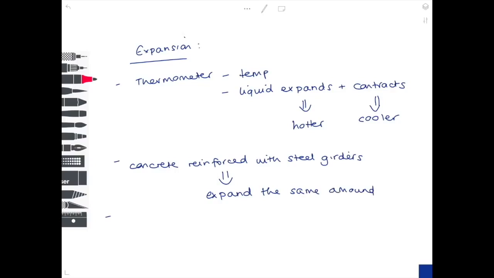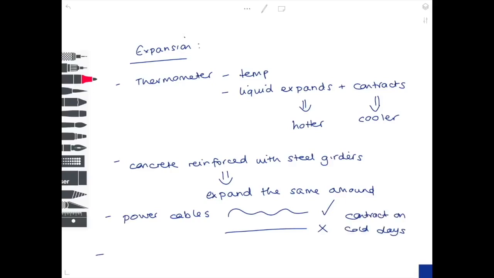Also to do with construction, power cables. You notice these are often left slack, so like this rather than this, and that's to enable them to contract on cold days. And then lastly, bridges. These have small gaps in them, which enable the road to expand on hot days.